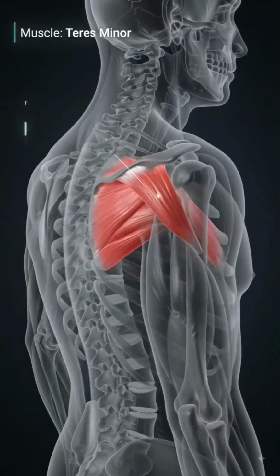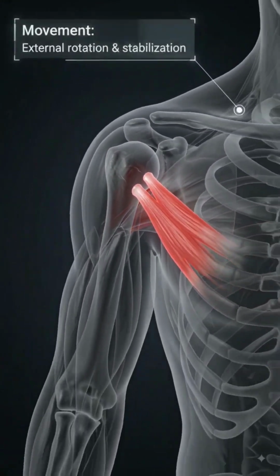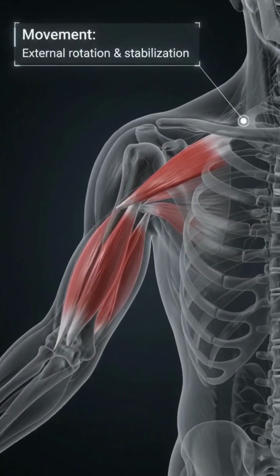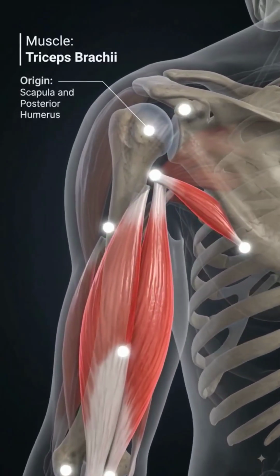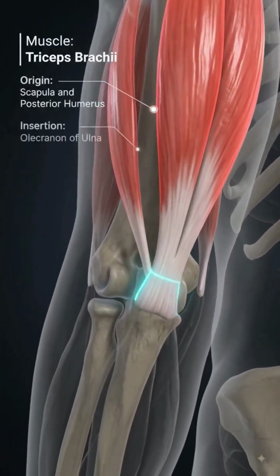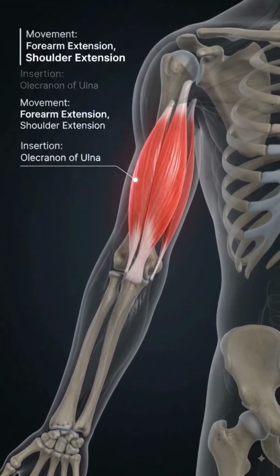Teres minor. Origin, lateral border of scapula. Insertion, greater tubercle of humerus. Movement, externally rotates and stabilizes the shoulder. Triceps brachii. Origin, scapula and posterior humerus. Insertion, olecranon of ulna. Movement, extends the forearm and assists shoulder extension.